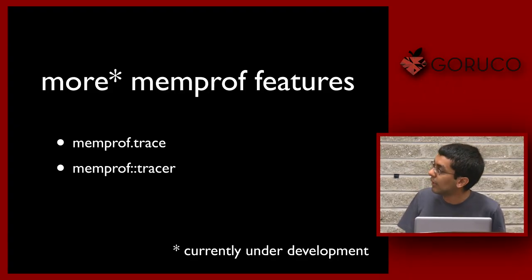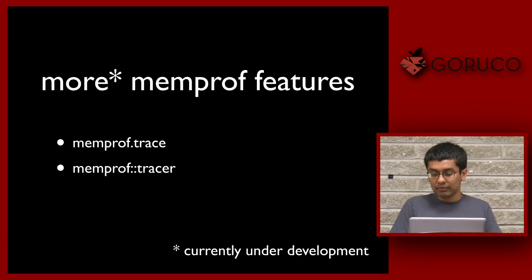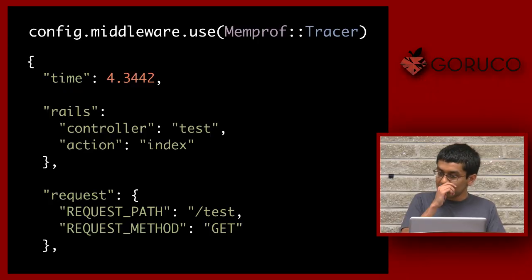One that I'm pretty excited about that I'm just going to talk about briefly is a tracing framework that we've been working on. This is sort of a hybrid between profiling and memory debugging. The way this works is it's basically a middleware that you can use in your Rack or Rails applications that will, per request, record a bunch of information out.